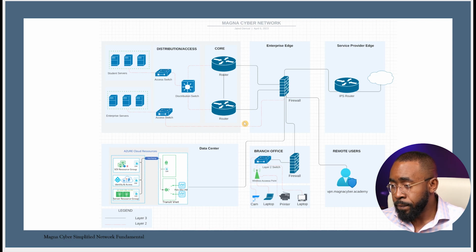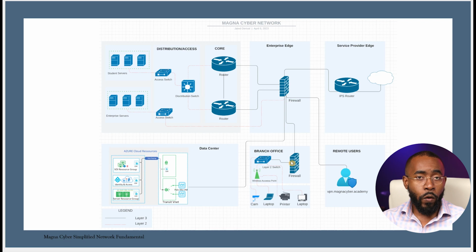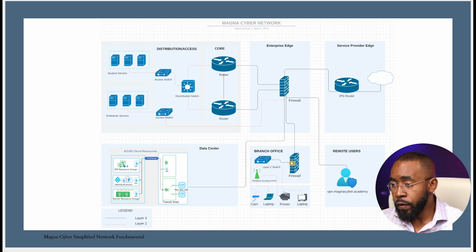learn hands-on. Look at the branch office where I am now. There is a firewall, there is a switch, there is an access point, and I'm recording on this laptop right here. There are other devices that are connected here as well. Now, what I want you to realize is that some devices can have more than one function. You see over here, you have a switch, you have a router, and you have a firewall. But over here, you see no router.